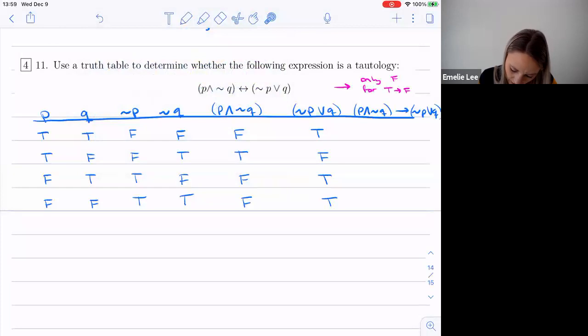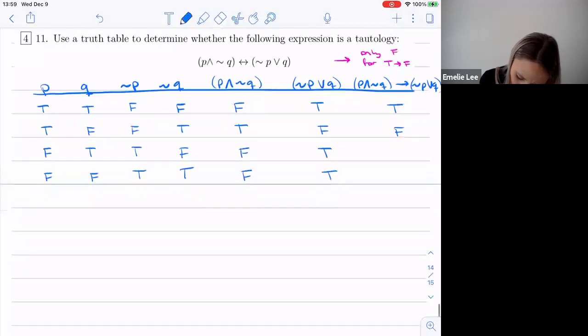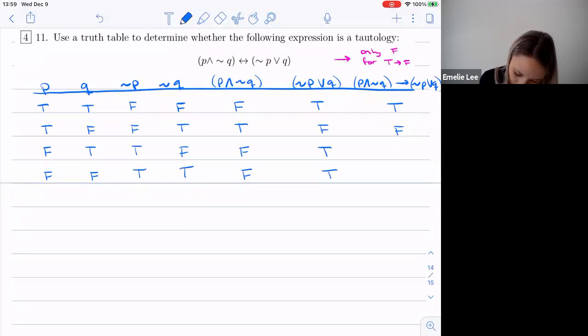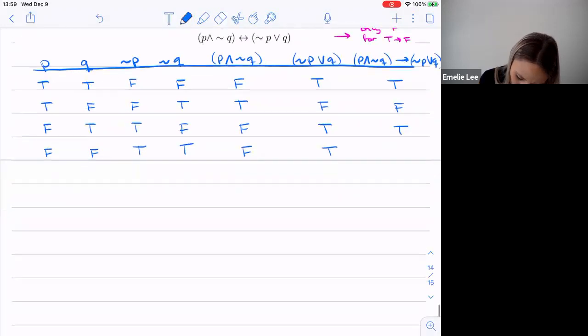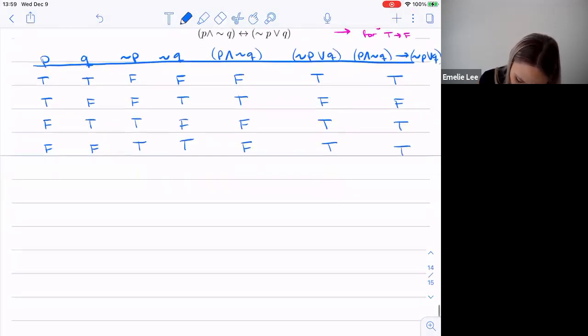So from here to here, and then the other way around, right? So false to true is true. True to false is false. False to true is true. False to true is also true. Okay.